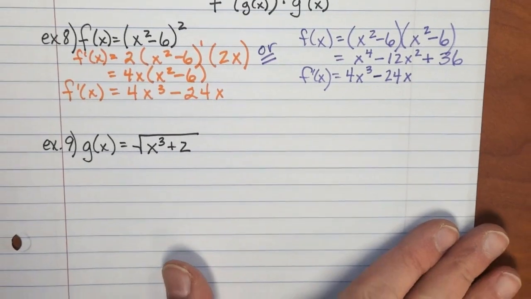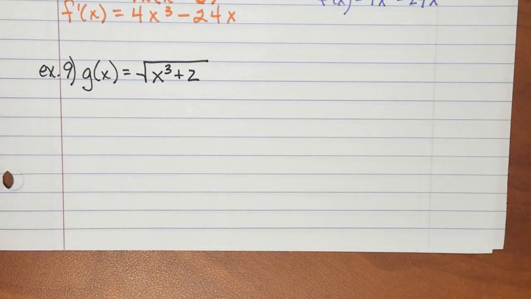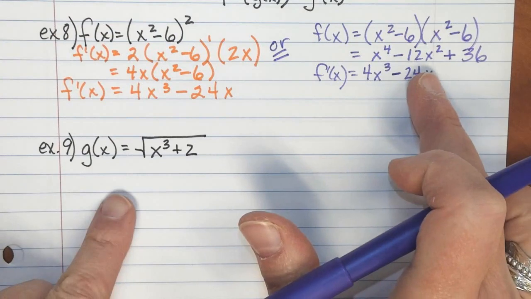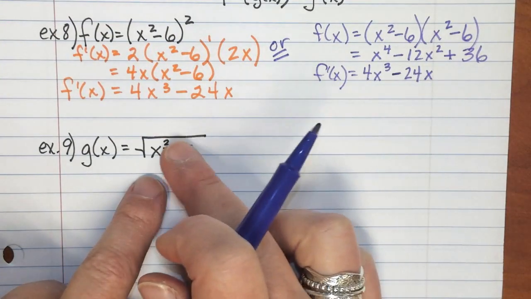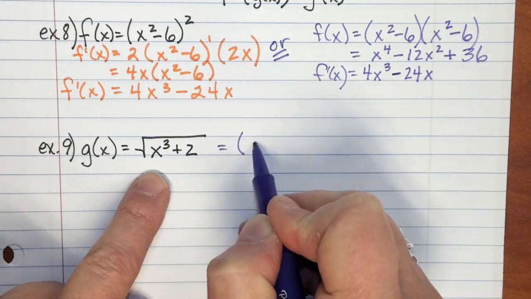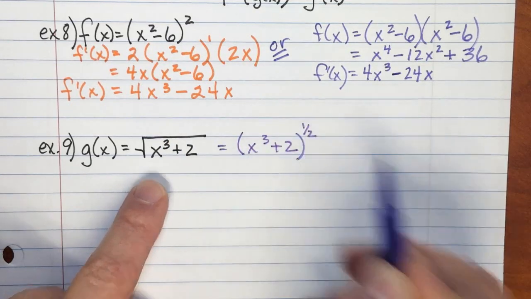So let's look at example 9. This video will be much shorter because I've only got 2 examples. In this example, we are not able to rewrite like we did up here and work any other way. So I need to write this as a power function. I'm going to rewrite it as (x cubed plus 2) to the 1/2.